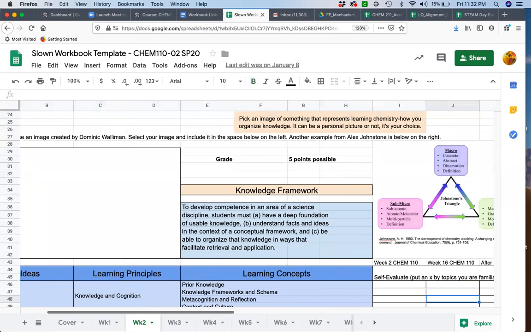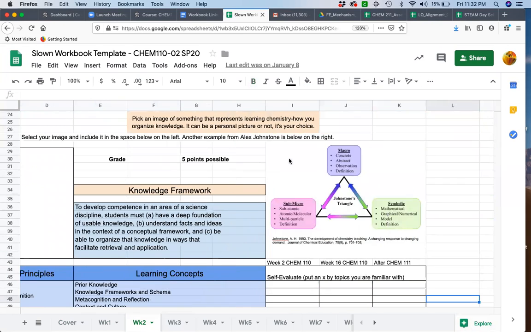We talked before about the chemist triangle. There's an example of that here. That would be a really great example of how you organize knowledge. But this idea of your knowledge framework is really critical. And what I want you to notice here is that this assignment is worth 5 points. So some of these are worth 5 points. As we get a little bit further along, some of them are worth more. But the big takeaway is that this learning workbook is equivalent to 1 exam. So completing this workbook in its entirety is worth 1 exam grade in the total of your assessments.